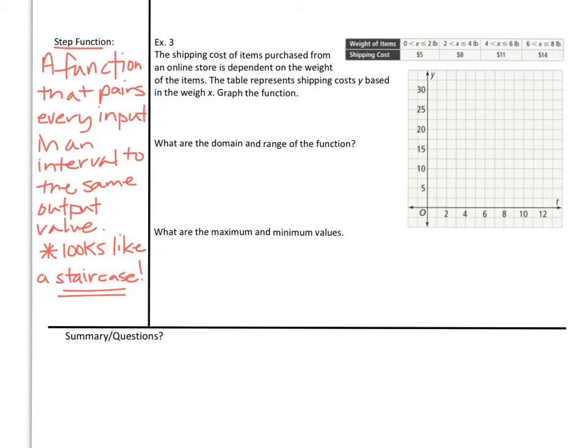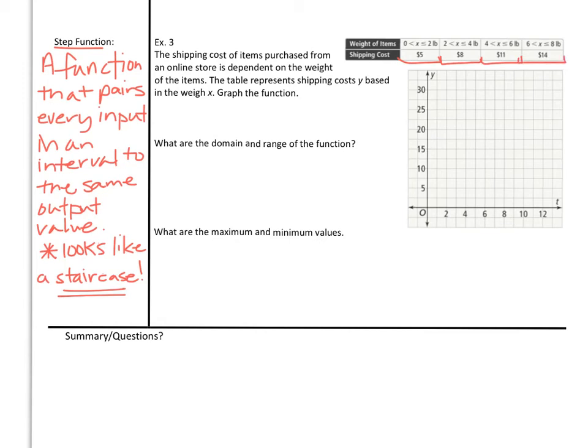In example 3, it says the shipping cost of items purchased from an online store is dependent on the weight of the items. The table represents the shipping costs based on the weight. So y is based on x. Graph the function. Looking over here at the right, we've got 4 parts to our step. You can see those 4 different sections.